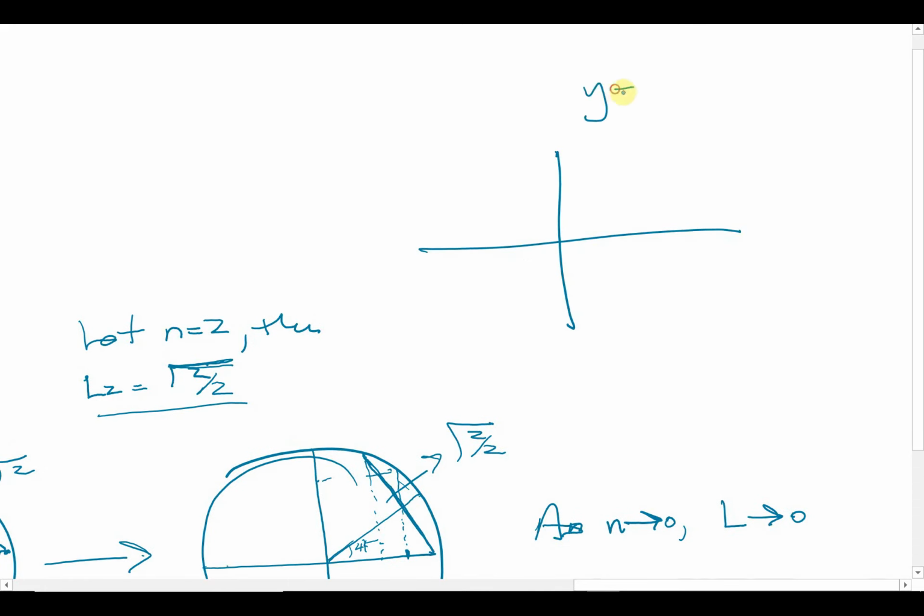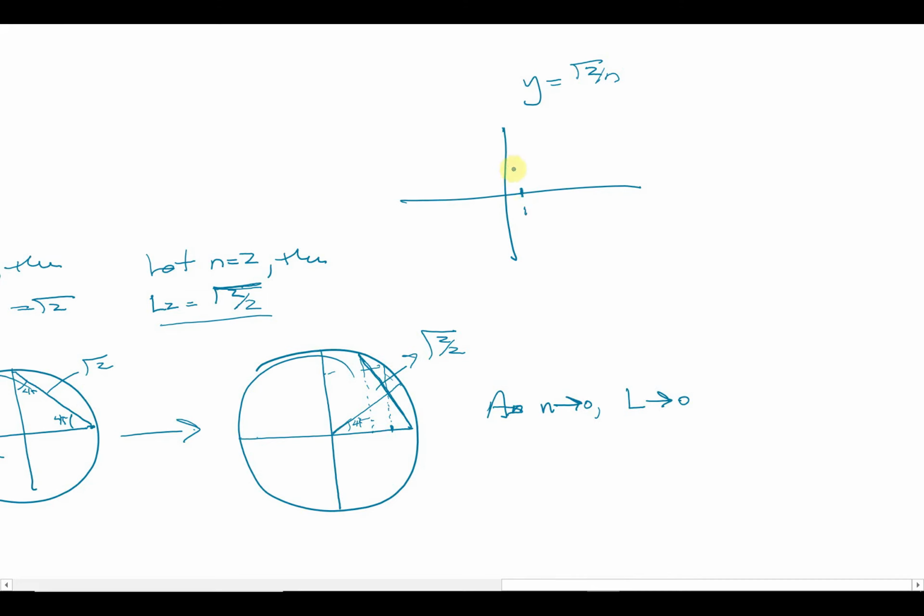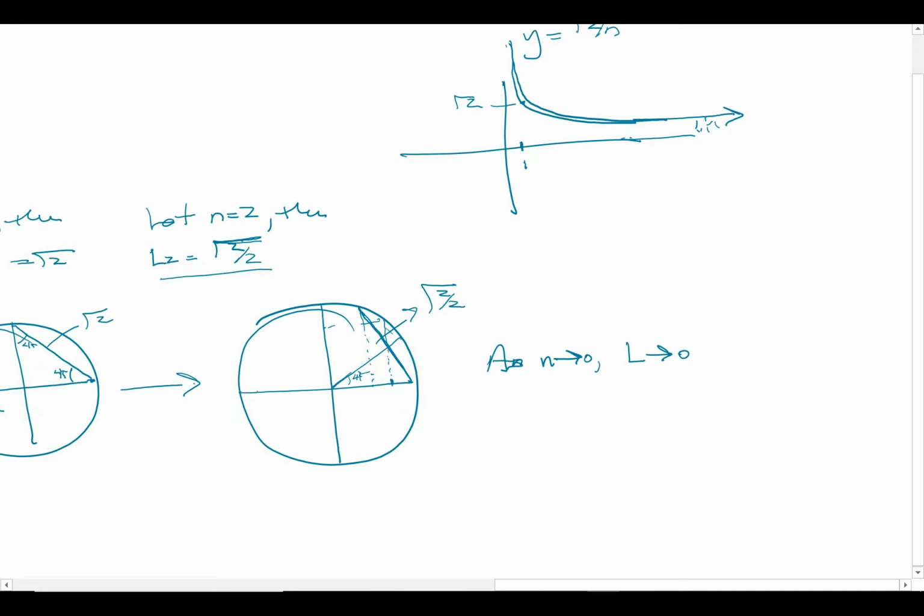And of course, if we start with 1, we have root 2. So essentially it spikes up like this. And it's just going to go down like this. But as n approaches infinity, this distance is going to approach 0. So there you have it.